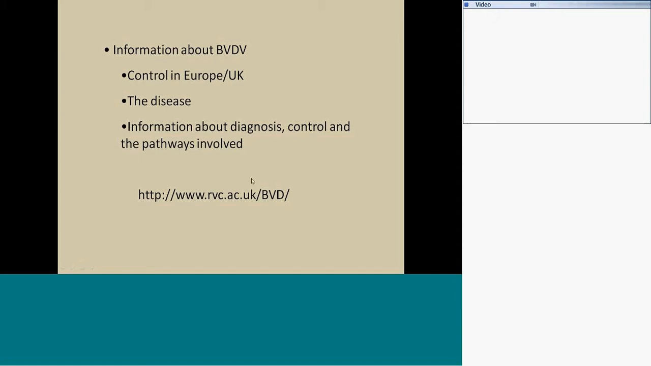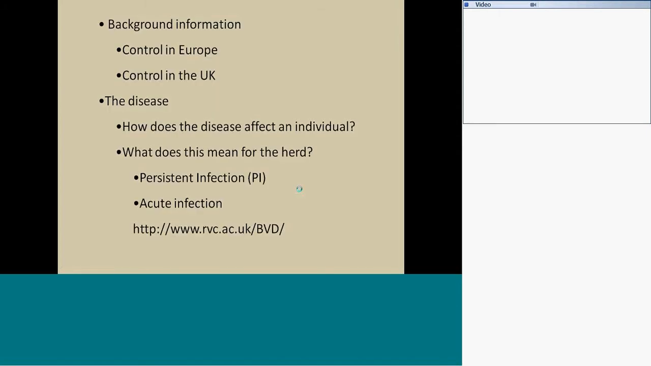And again, if there's more information that you'd like to know about this disease afterwards, you can go to the RVC website here where we've got lots of presentations and information about BVD. So like I say, last time we talked about control in Europe, control in the UK, and then the disease itself and how it affects an individual and what this might mean for your herds. And really the highlight, I think, was about these persistently infected animals, and we're going to talk a bit more about them tonight, and just how we find them in an infected herd here.